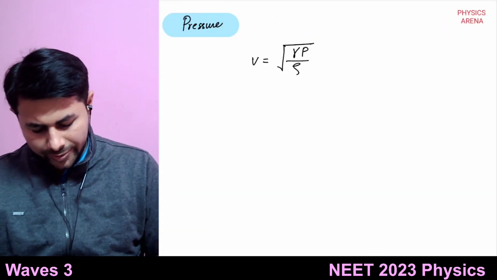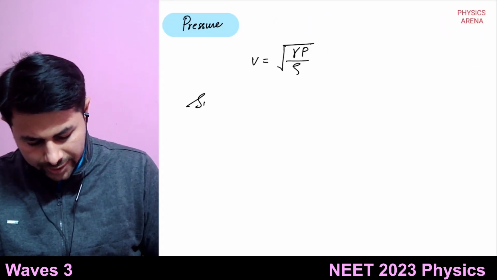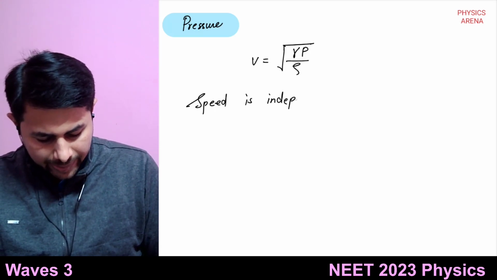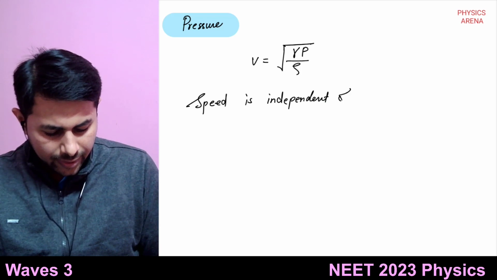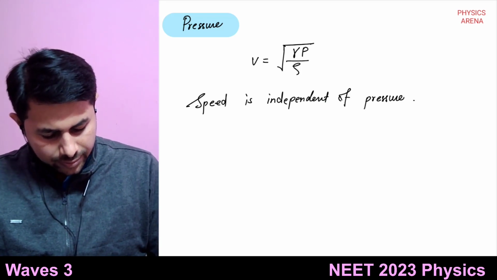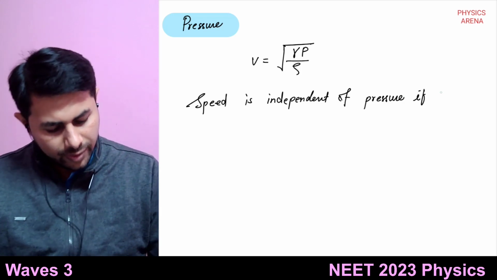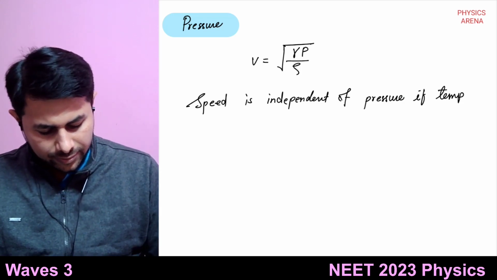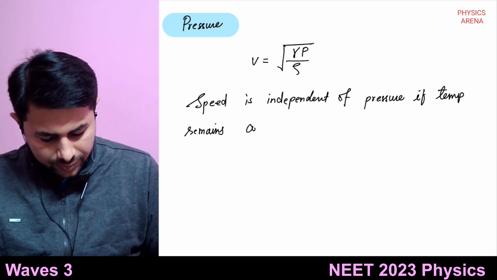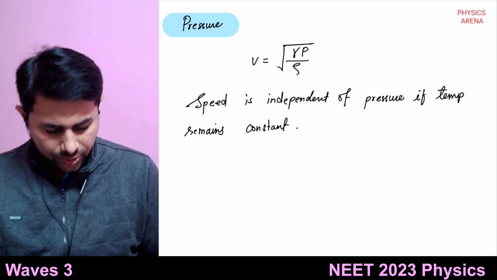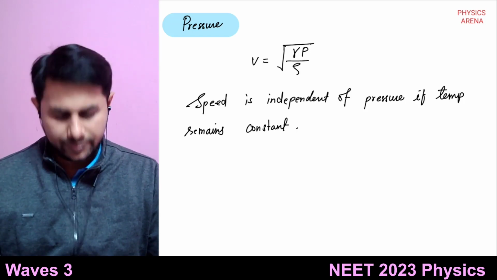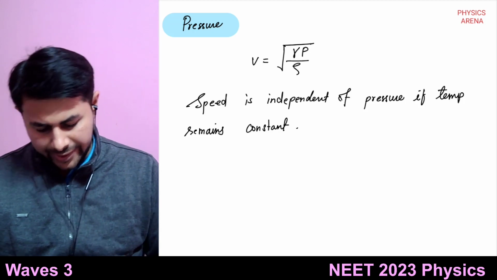So the speed of sound is independent of pressure if temperature remains constant. Okay, so you just take it as the speed of sound is independent of pressure. All right, so this is the second thing.